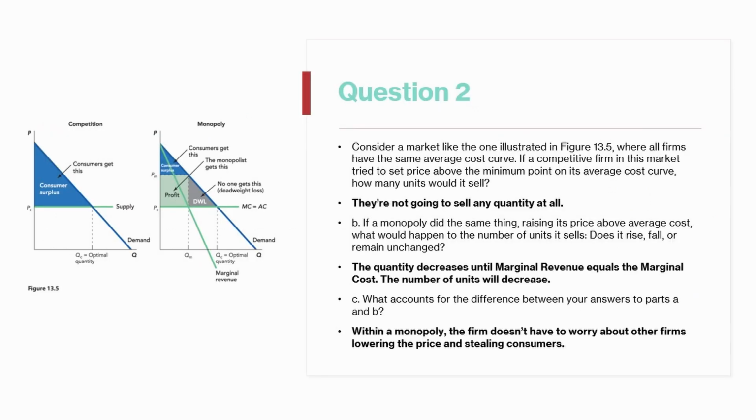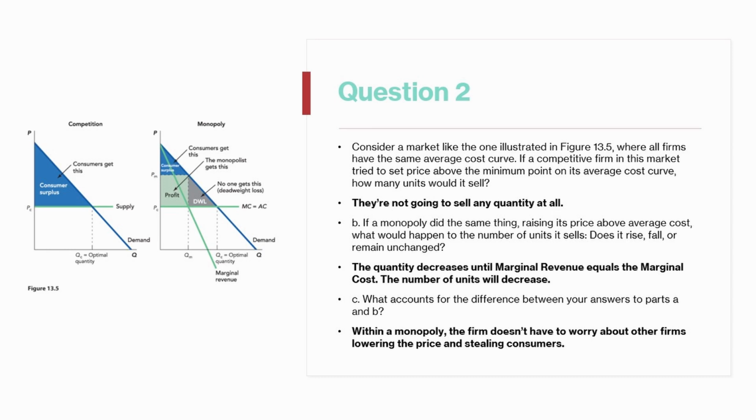Question two, we're asked to consider a market like the one illustrated in 13.5 where all firms have the same average cost curve. If a competitive firm in this market tries to set price above the minimum point on its average cost curve, they're not going to sell any quantity at all. Consumers know there are numerous substitutes selling their products at a lower price.